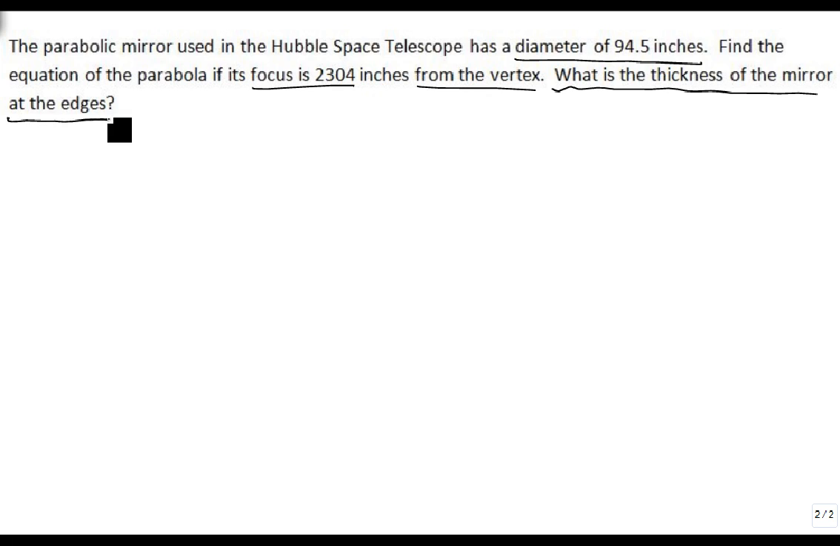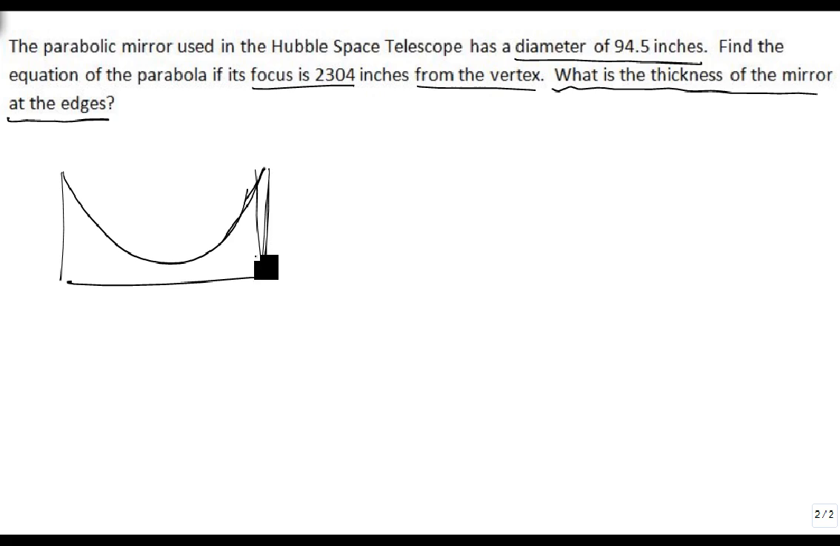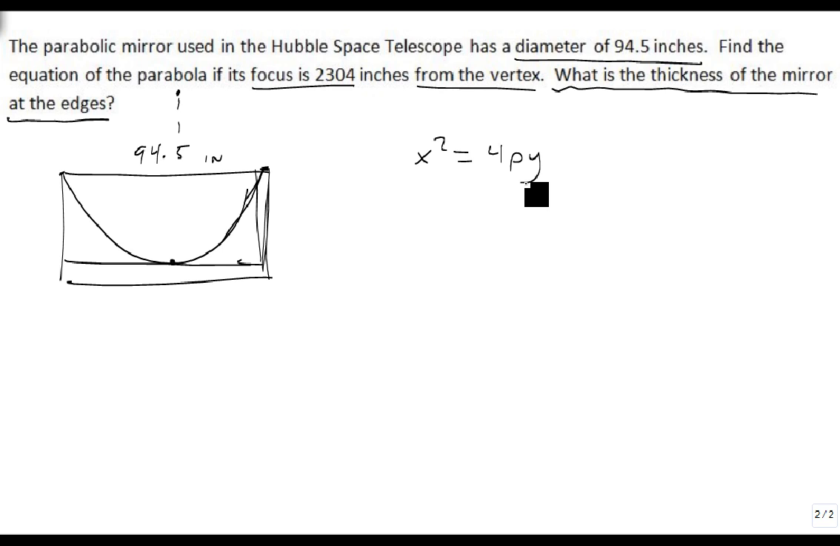So what we have is a parabolic mirror like this, and it's more perfect than what I'm drawing, but this distance from here to here is 94.5 inches, and the focus is way up here because there's quite a bit of distance between there and that point right there, which is where we cap it off. So we're going to use the equation x squared, and we're going to assume the vertex is at 0, 0, equals 4py.